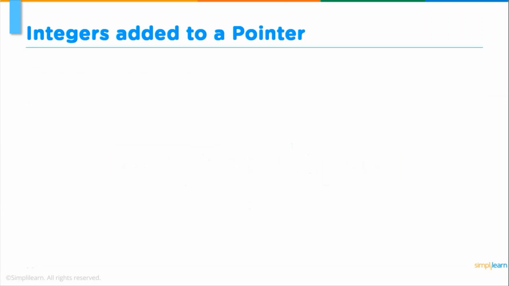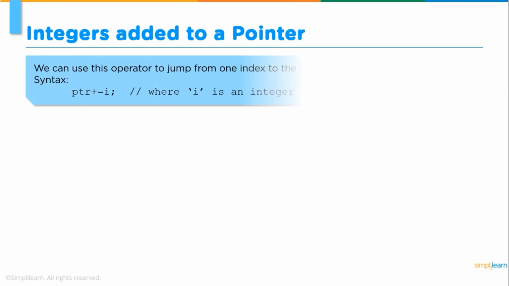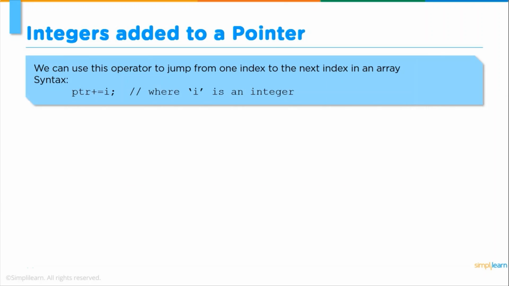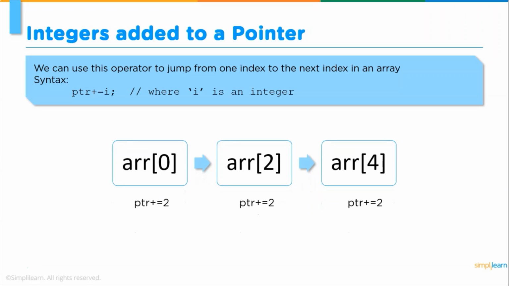Next, the addition of an integer to a pointer. If this operator is applied on a pointer, it will leap forward accordingly. If the integer is 2 and our pointer points at the first element, then the pointer will sequentially skip one element and shift to the next element. Let's implement it in the code editor.